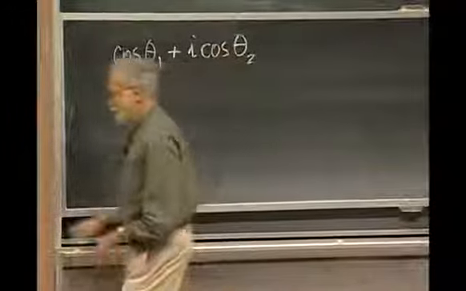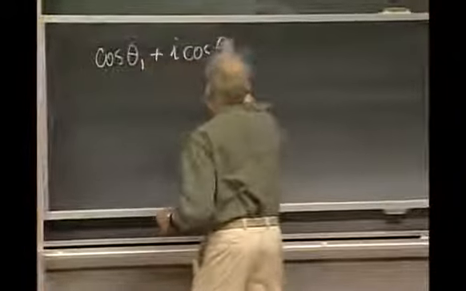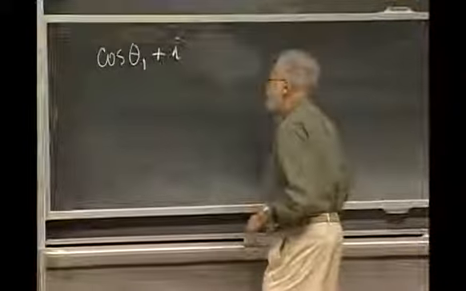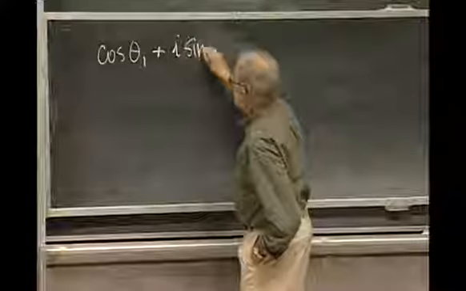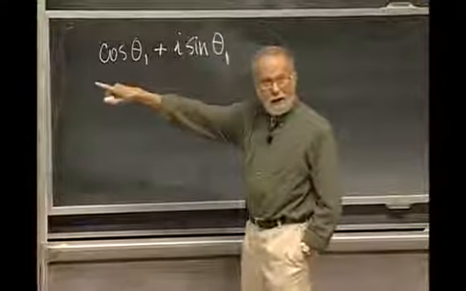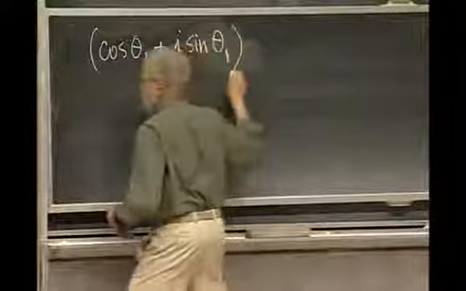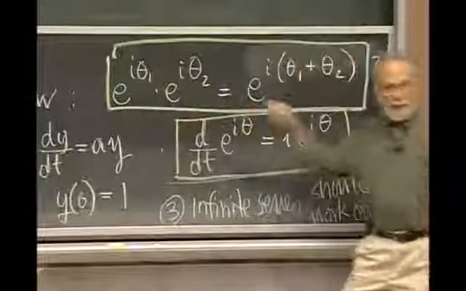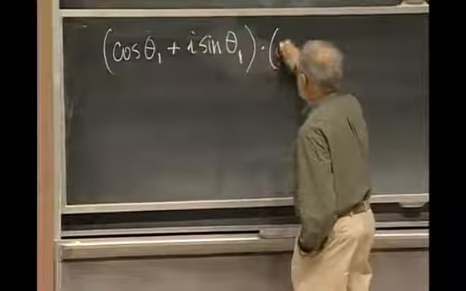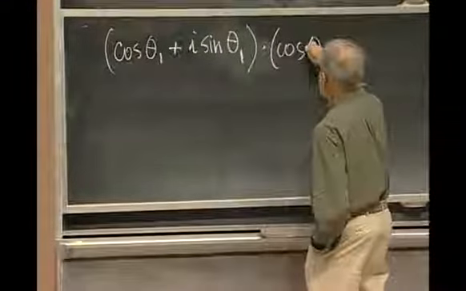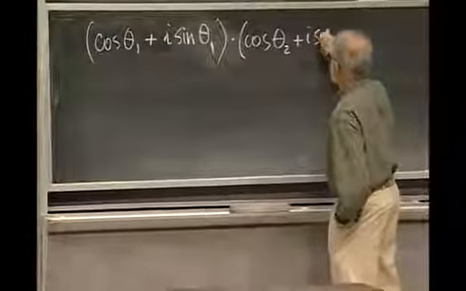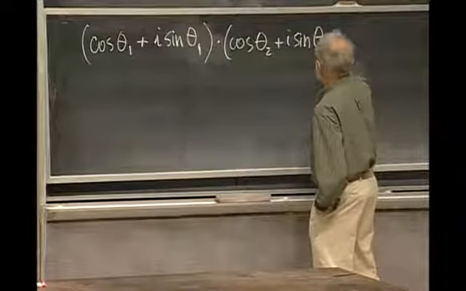sine theta 1. That's e to the I theta 1, right? So that corresponds to this. The other factor times the other factor, cosine theta 2 plus I sine theta 2. Okay, what does that come out to be?